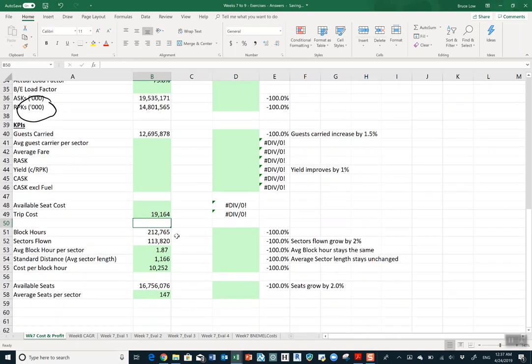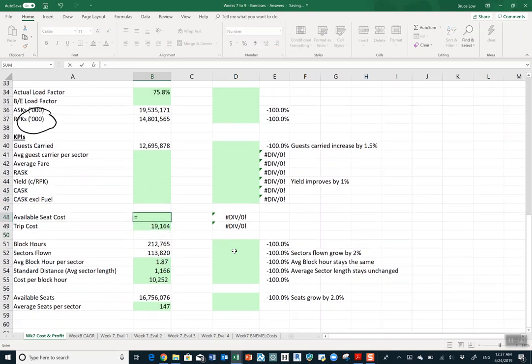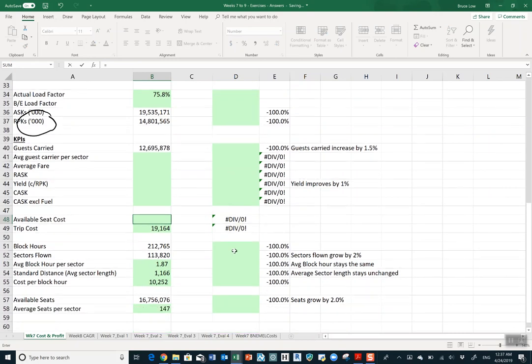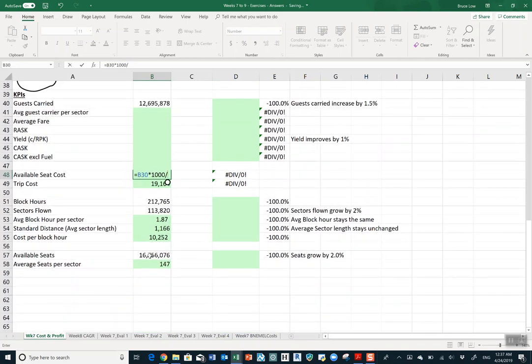Okay, so let's have a look. Available seat cost. So we've got our total seats, and we've got our total costs. Our cost times 1,000 divided by seats. And it's $130 per seat.